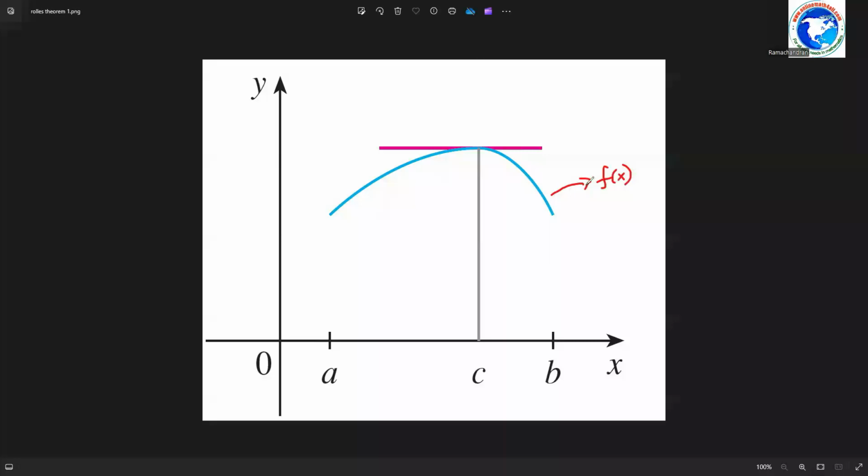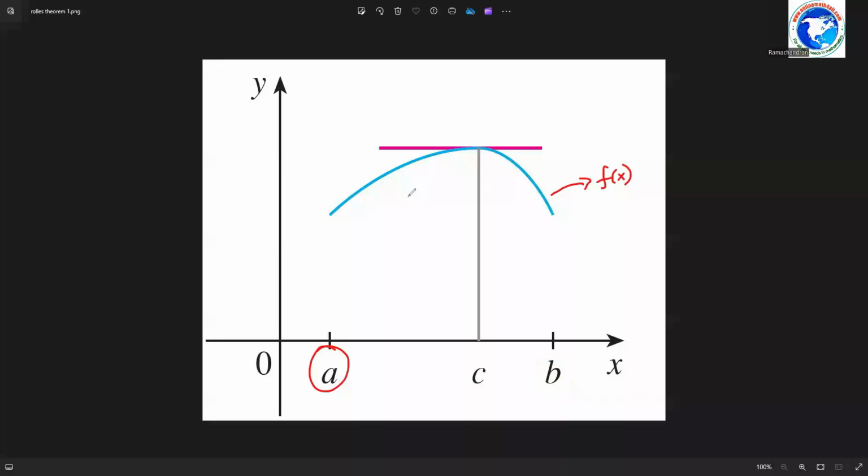The first condition is the graph has to be defined and continuous on the closed interval a comma b. That is, from a to b, the graph has to be defined and continuous. So clearly, this graph is defined and continuous over the closed interval a comma b. Look here. There is no asymptote, there is no hole, anything. There is a smooth curve from x equals a to b. So from this, we can decide that the graph is defined and continuous on the closed interval a comma b.